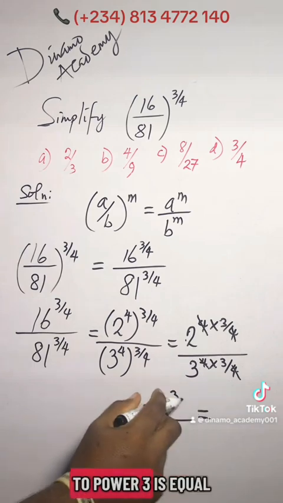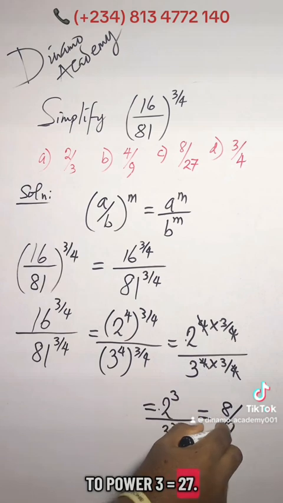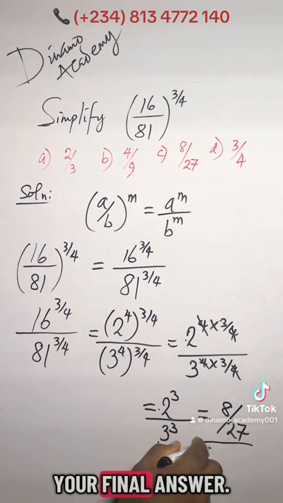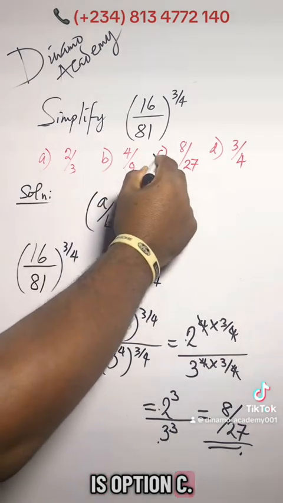And 2 raised to the power 3 is equal to 8, all over 3 raised to the power 3, which equals 27. And that is your final answer. So if you look at the options, our correct answer is option C, 8 over 27.